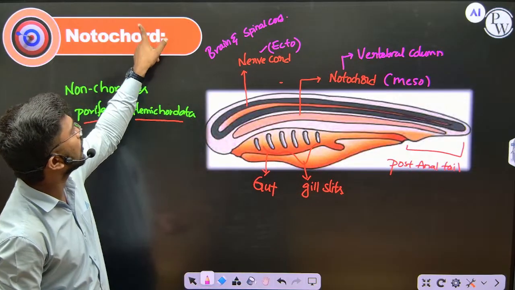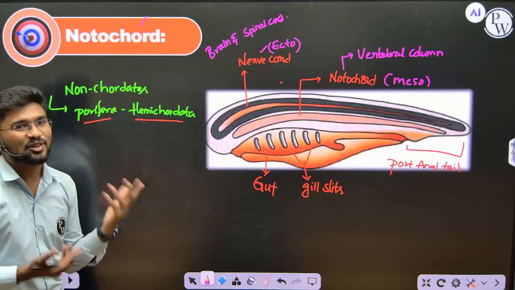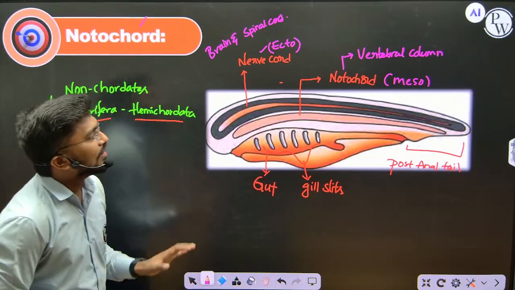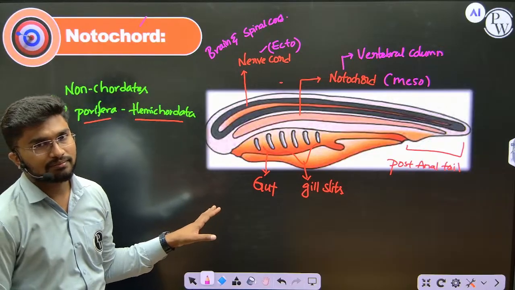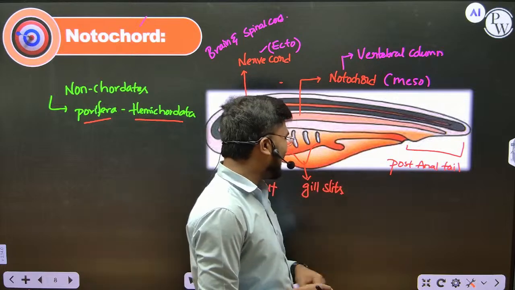Which phylum has a notochord? The answer is only one phylum: Chordata. Second possible question. Sometimes they want to make the paper difficult, so they will check this one.